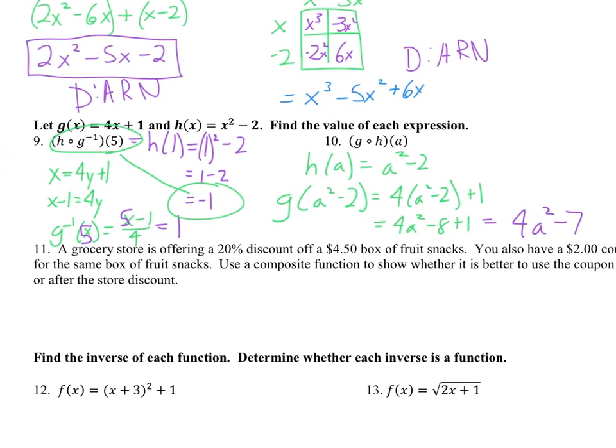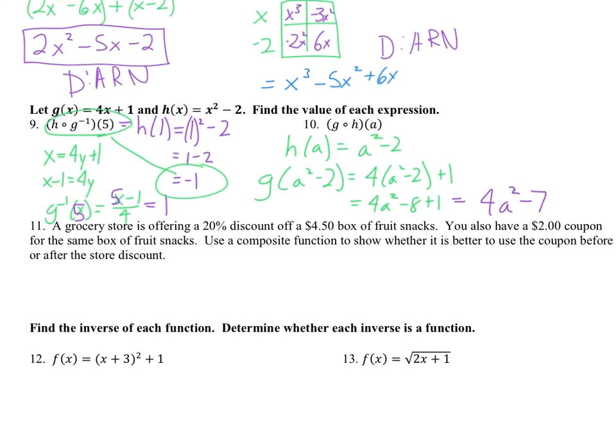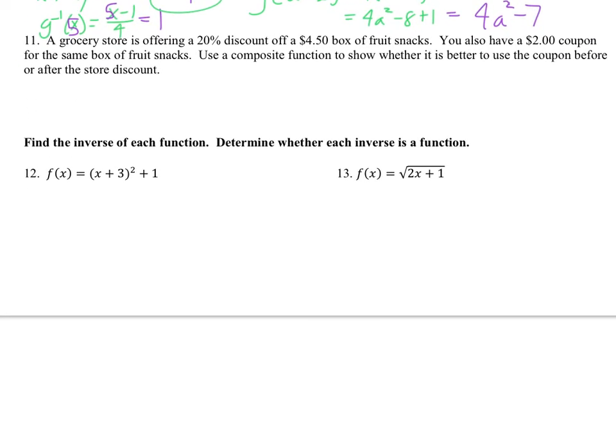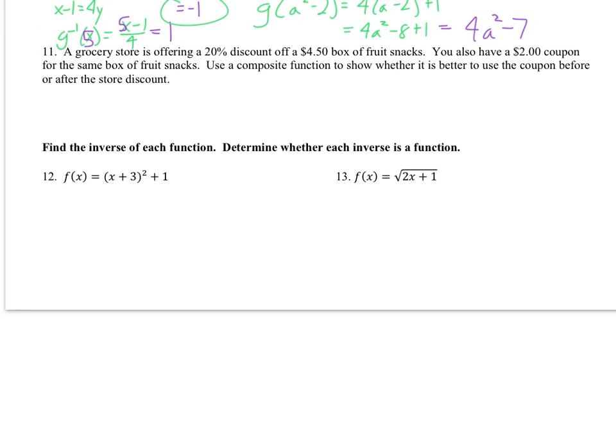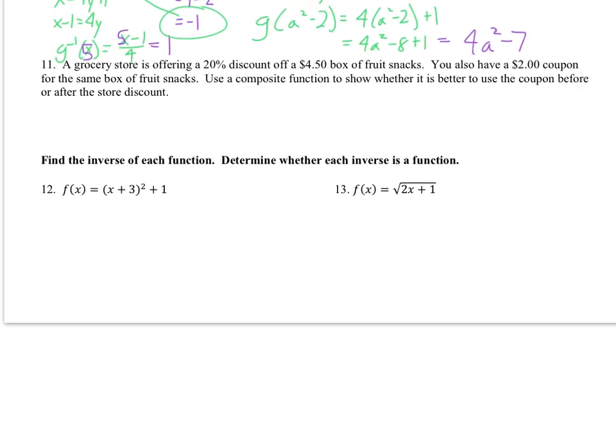Okay, so next one, I have to zoom out a little bit here. So we got number 11, grocery stores offering 20% discount off a $4.50 box of fruit snacks. You also have a $2 coupon for the same box of fruit snacks. Use a composite function, show whether it is better to use the coupon before or after the store discount. So we'll need two functions.